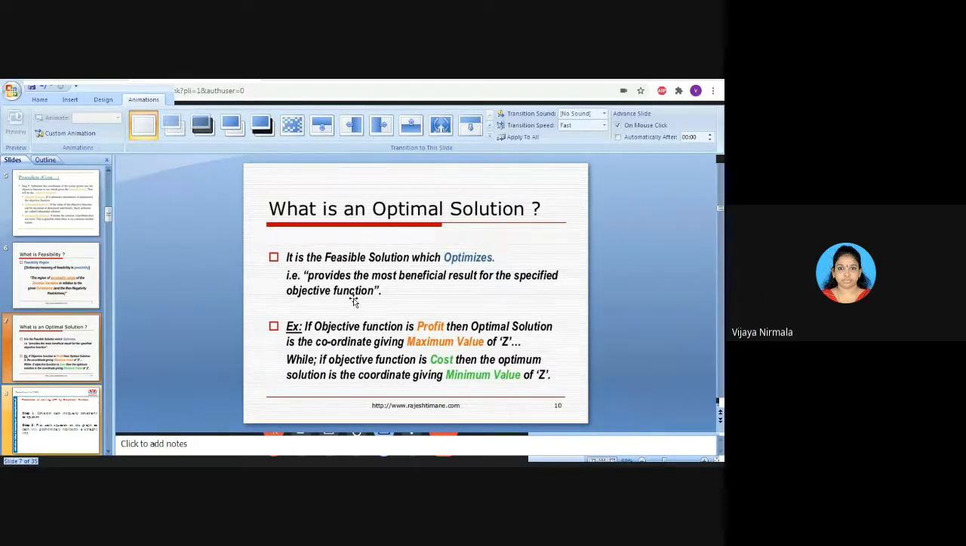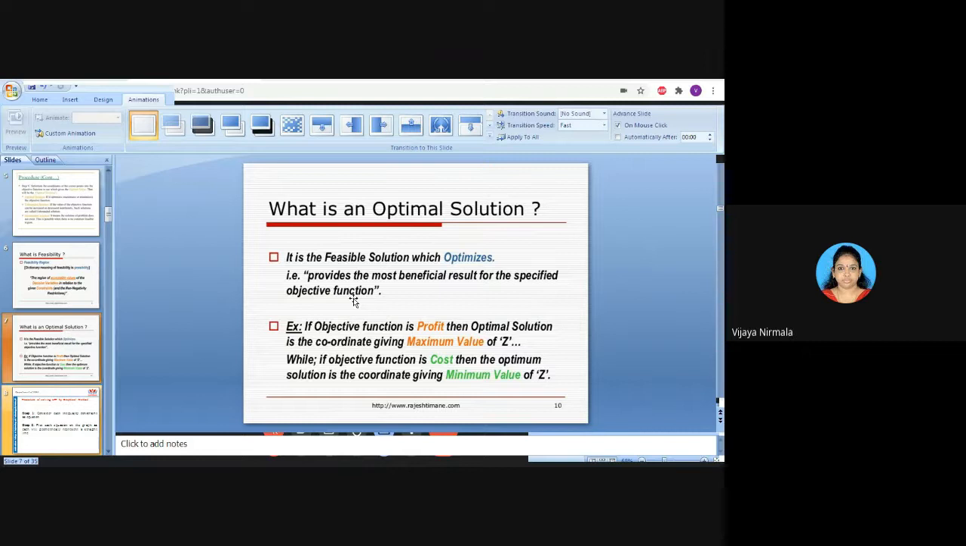The optimal solution is the feasible solution which tries to optimize, that is, it provides the most beneficial result for the specified objective function. For example, if the objective function is profit, then the optimal solution is the coordinate giving the maximum profit, maximum Z.